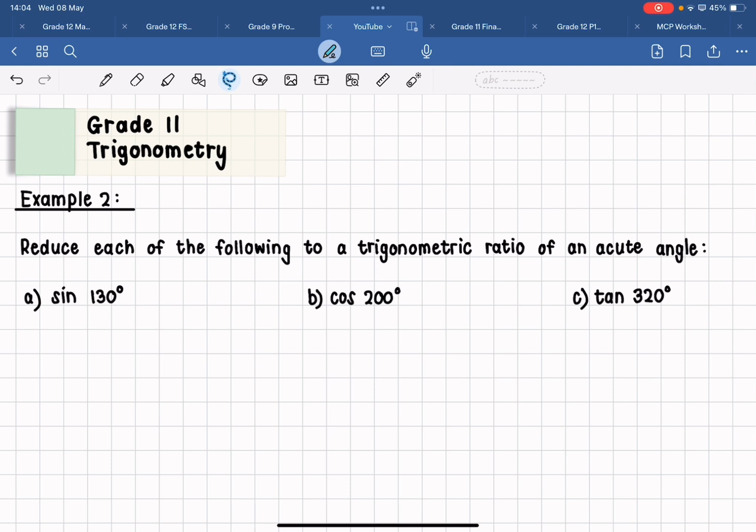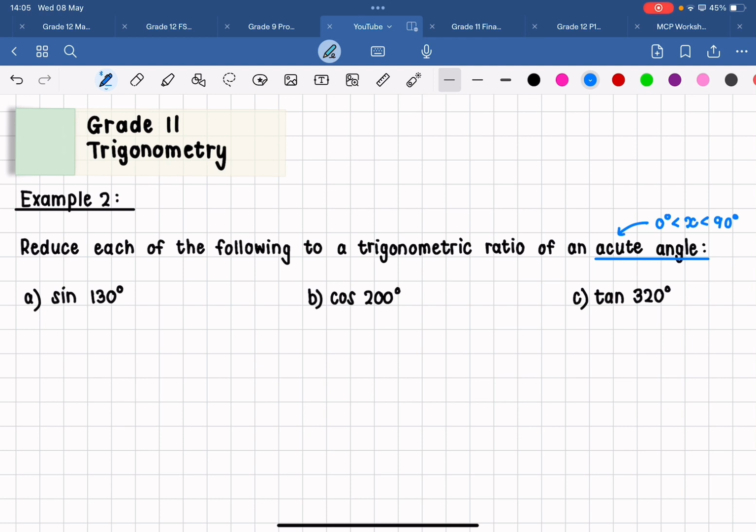So today we are looking at this example. They are asking us to reduce each of the following to a trigonometric ratio of an acute angle. Now we need to remember that an acute angle is an angle between 0 and 90 degrees. I'm just using X to represent the angle. Obviously it can be any variable that they might use.